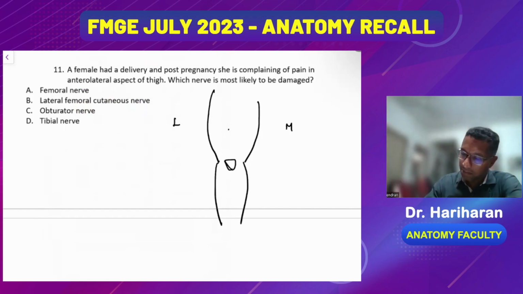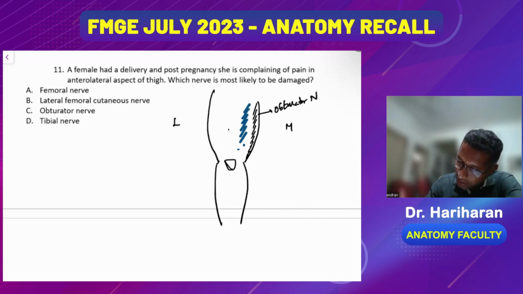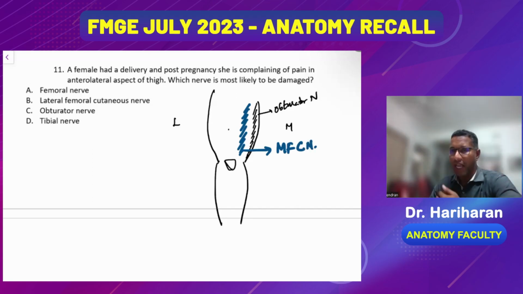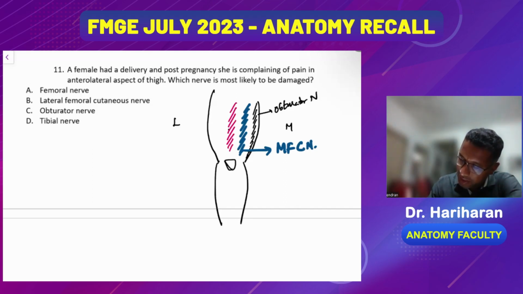the thigh. The sensory supply for the medial aspect of the thigh is by the obturator nerve. More anteriorly, on the anteromedial aspect, the nerve supply for the thigh is by the medial femoral cutaneous nerve of the thigh. It supplies the anteromedial aspect, and the anterior aspect of the thigh is supplied by another cutaneous nerve, which is called the intermediate femoral cutaneous nerve.